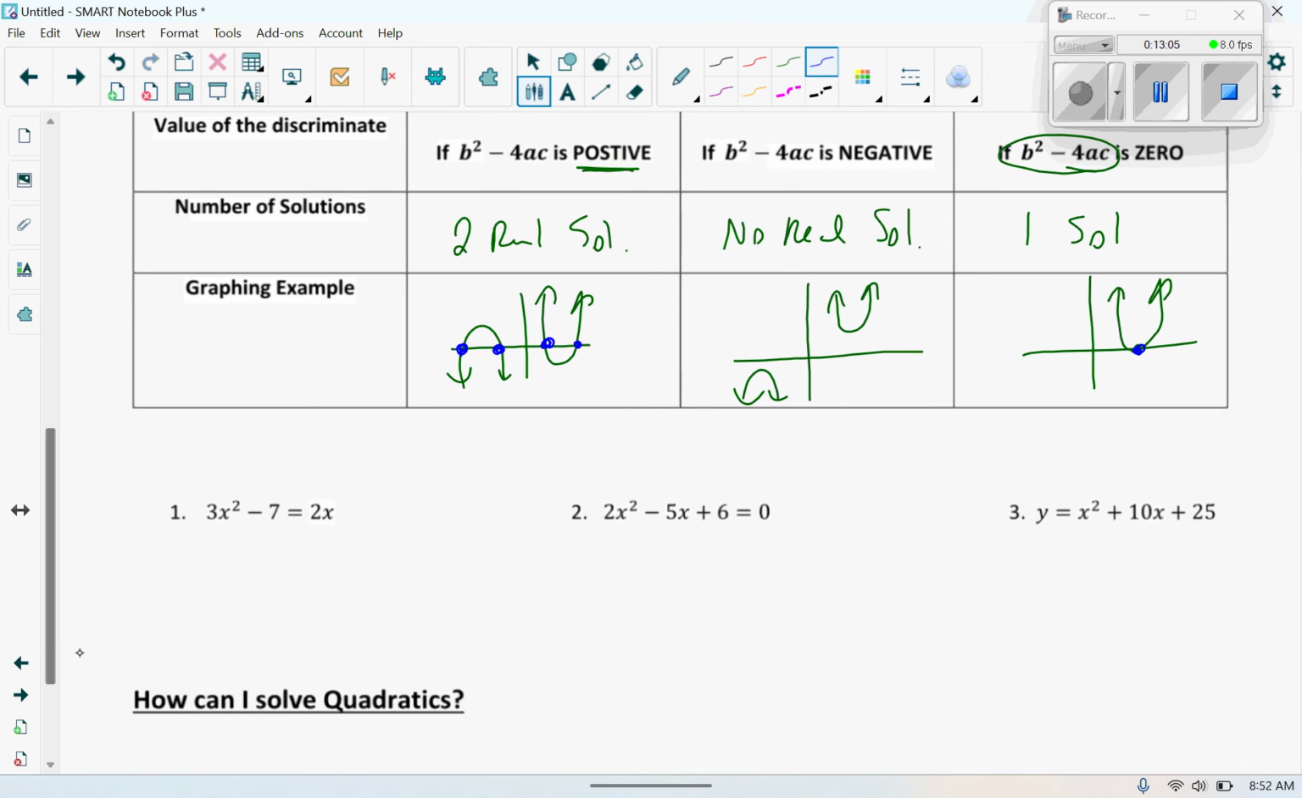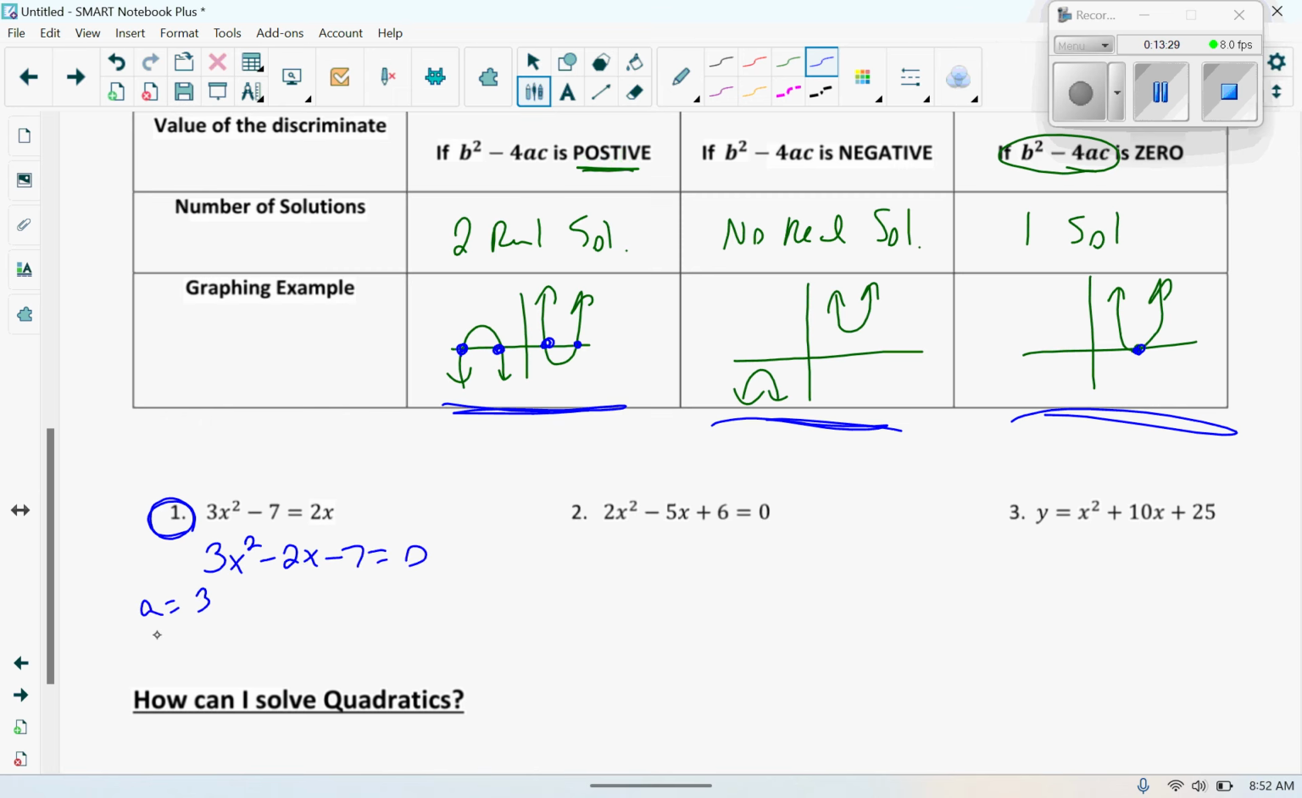Okay, so let's pretend like we didn't have access to a graphing calculator or Desmos or anything, so we couldn't see what's going on here. Because if we can, then we automatically know how many solutions it has. But on this one, we can't. We don't have Desmos, and so what I would do is set this equal to 0, so subtract that 2x over. Let's see, a is 3, b is negative 2, c is negative 7. So I'm just going to do the b squared minus 4ac, no square root.